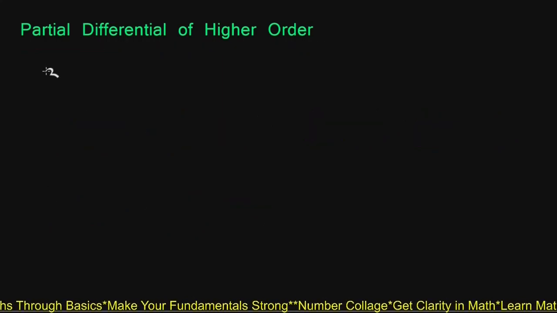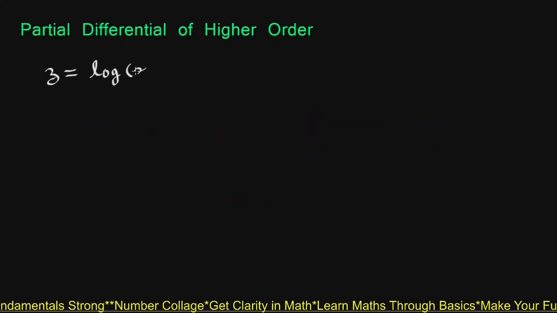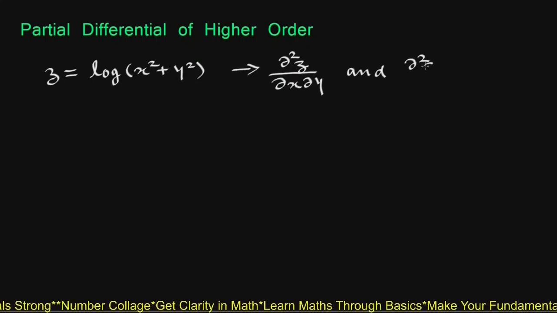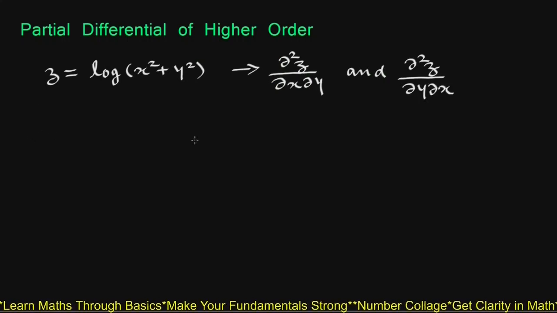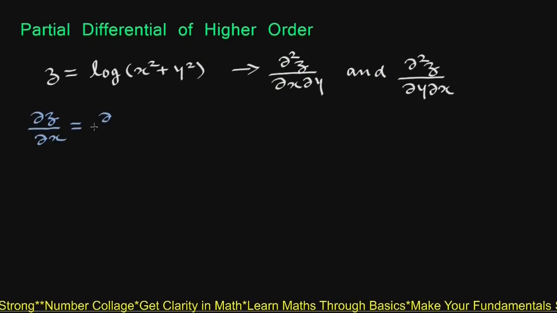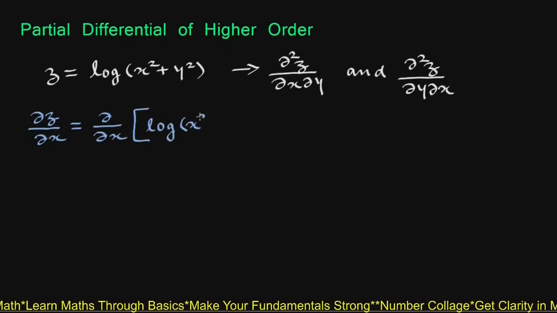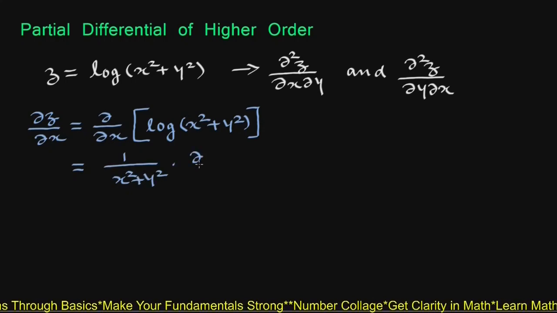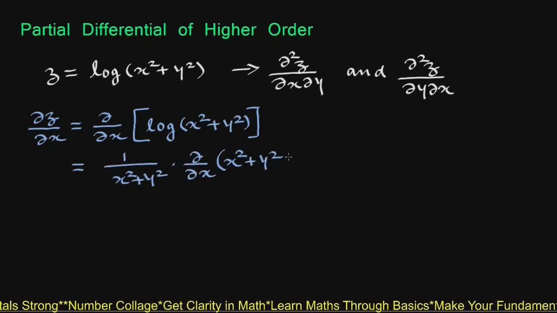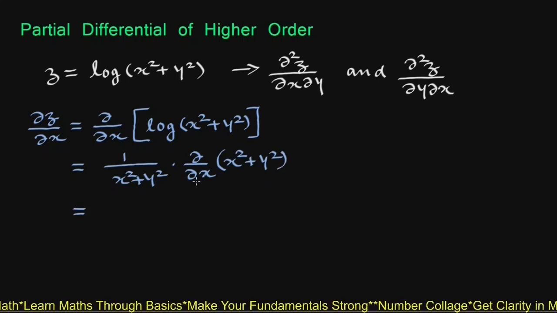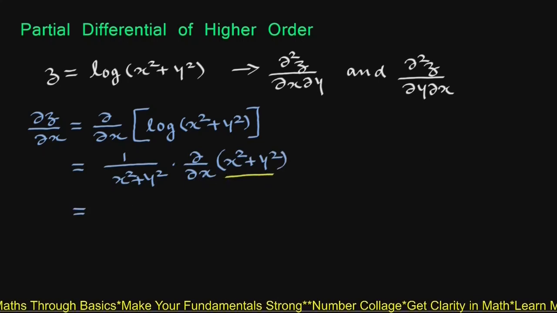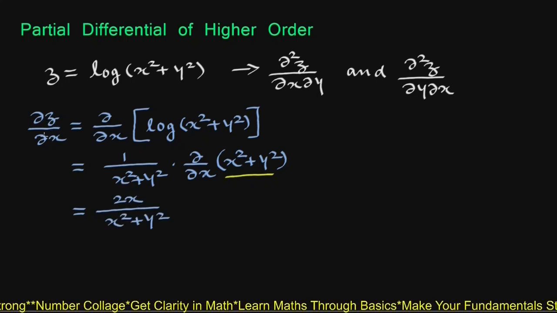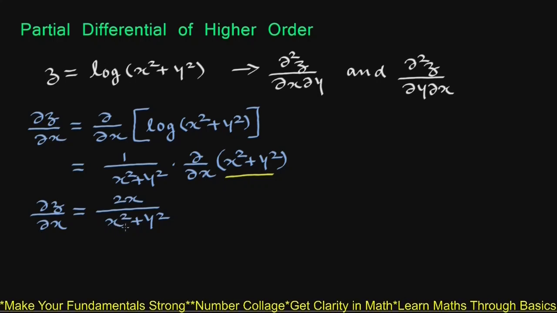If z equals log(x² + y²), we will find ∂²z/∂x∂y and ∂²z/∂y∂x. First, ∂z/∂x will be ∂/∂x of log(x² + y²), which is 1/(x² + y²) times ∂/∂x of (x² + y²) according to the chain rule, which is 2x upon x² + y². So ∂z/∂x will be 2x/(x² + y²).